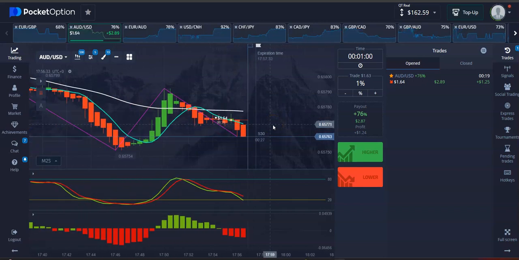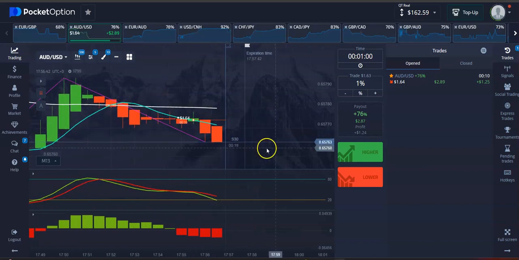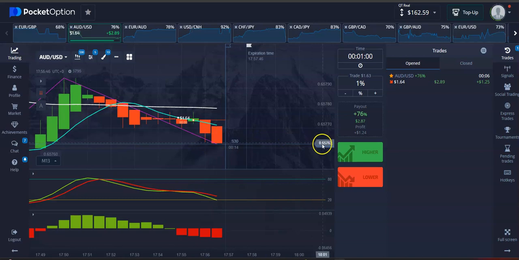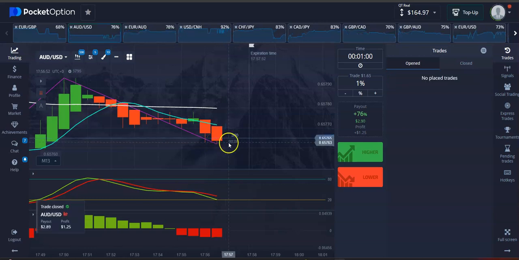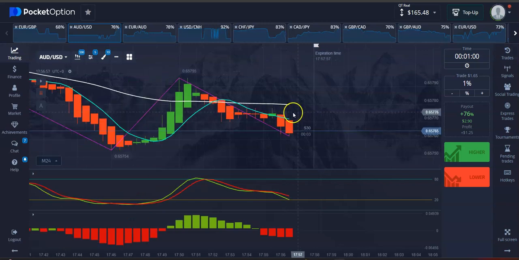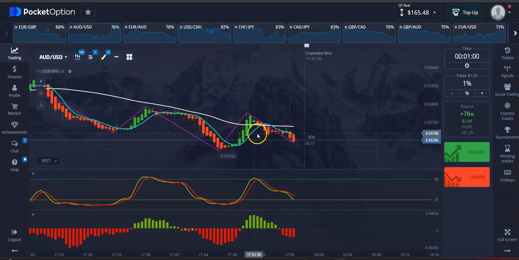So the difference, a big difference between real market and OTC is the market doesn't move as quick as the OTC. Okay, so as you can see, sometimes the chart stays in this price for quite some time. I've seen a candle stay in the same price for 30 seconds. That's a really long time, whereas in OTC, that does not happen. Okay, so the price is constantly moving.